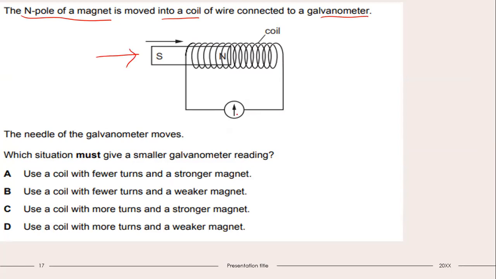Okay, it is connected through it. This is a galvanometer or sensitive ammeter. The needle of the galvanometer moves. Which situation must give a smaller galvanometer reading? A smaller. Okay, so there are the factors.